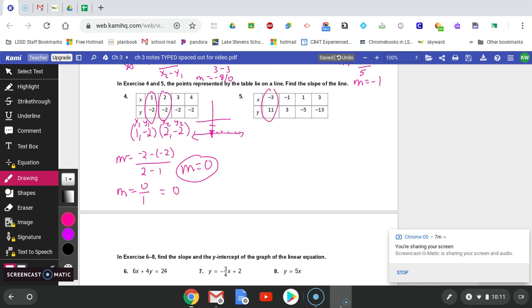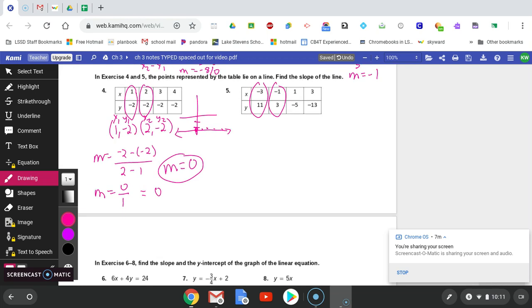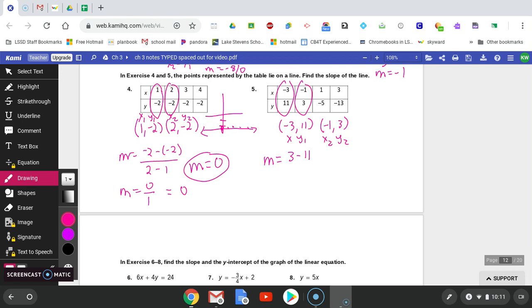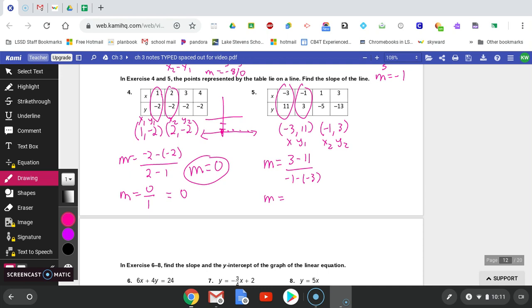Okay, again, I'm going to pick any two of these. It doesn't matter which two I pick. I'm going to label them as x1, y1, and x2, y2, and then use my formula. So y2 minus y1 over x2 minus x1. So m is equal to 3 minus 11, which is negative 8, over negative 1 minus negative 3. We can think of that as negative 1 plus a positive 3, which would give me 2. So my slope is negative 4.